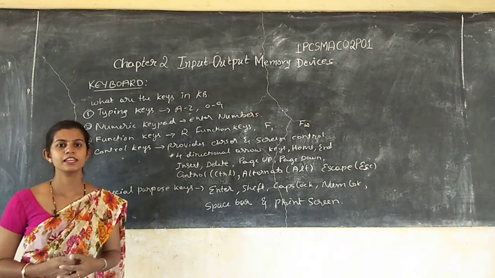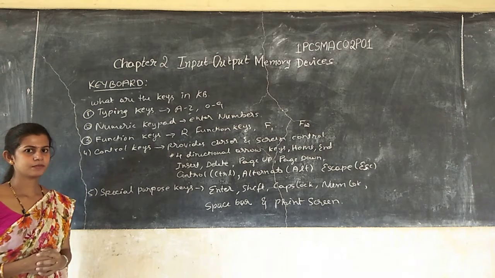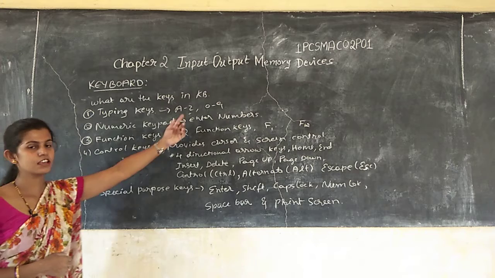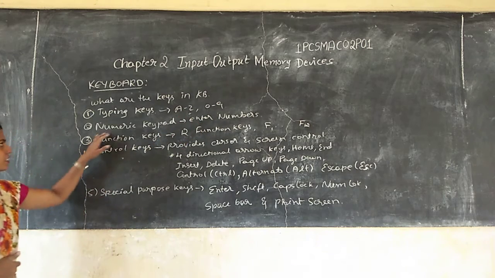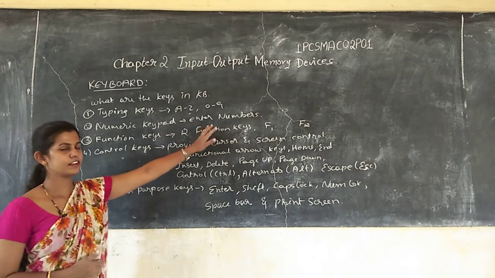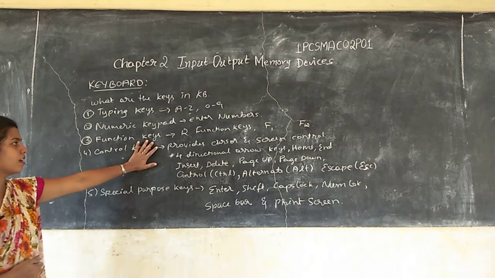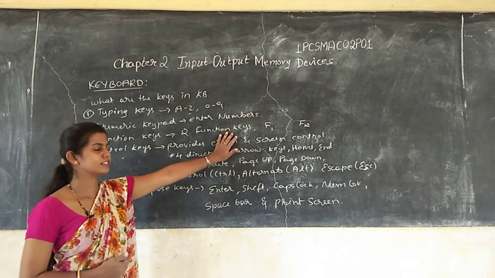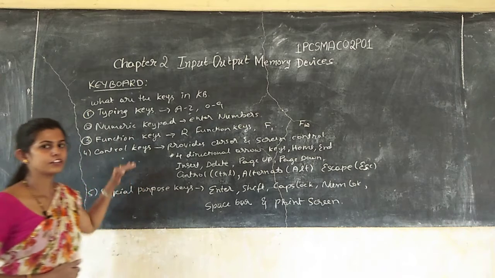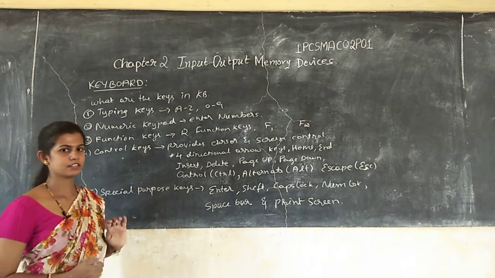And we are having so many keys in a keyboard. What are the keys in keyboard? First is typing keys. We are having letter keys A to Z and digit keys 0 to 9. Next is numeric keypad. It is used to enter the numbers and numeric values. Next is function keys. We are having 12 function keys, that is F1 to F12. You can observe at the top row of your keyboard the function keys are present.